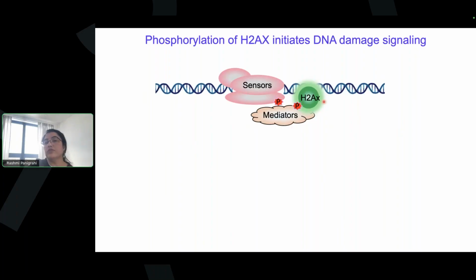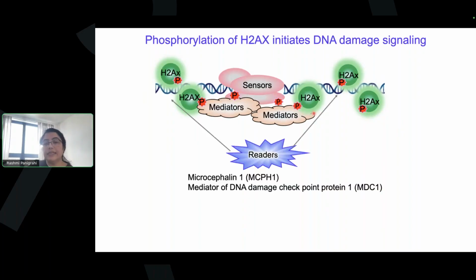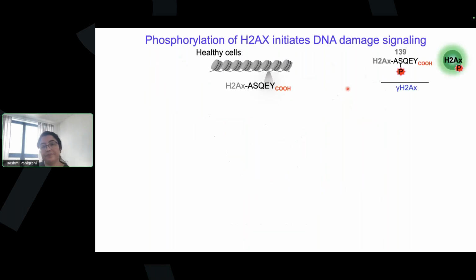And this signal, this phosphorylation of H2AX, which is otherwise called gamma H2AX, spreads around megabases around this DNA damaged site. And this phosphorylation is recognized by reader proteins. Today we will talk about two proteins: microcephalin protein 1, MCPH1, and the mediator of DNA damage checkpoint protein 1, MDC1. These proteins recognize this phosphorylation via their C-terminal BRCT domains. And this recognition leads to the recruitment of downstream repair factors and the ubiquitinating machinery, etc.